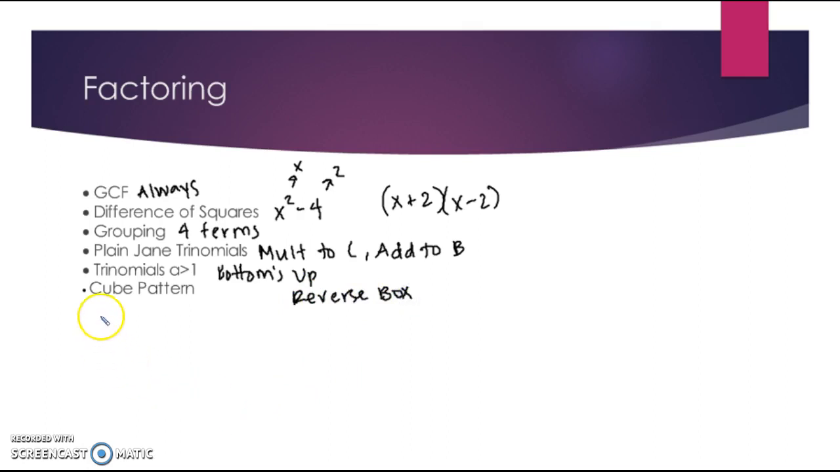And then our cube pattern, let's see, if I said x cubed minus 8, right? I'm going to start with the cube root of x cubed, which is x, and the cube root of 8, which is 2. Then I have a little parentheses and a big parentheses. So I bring down the x and the 2, square the first one, multiply them together, square the second one.